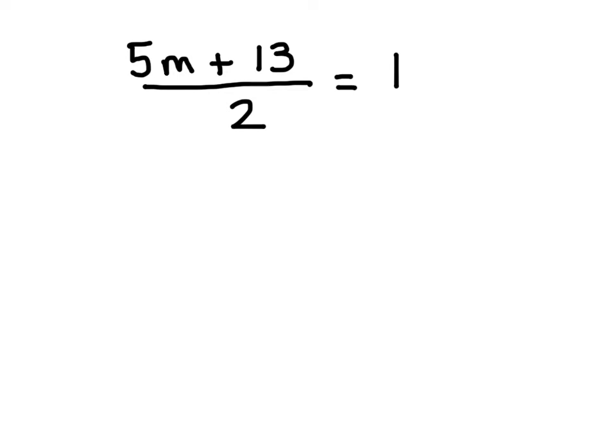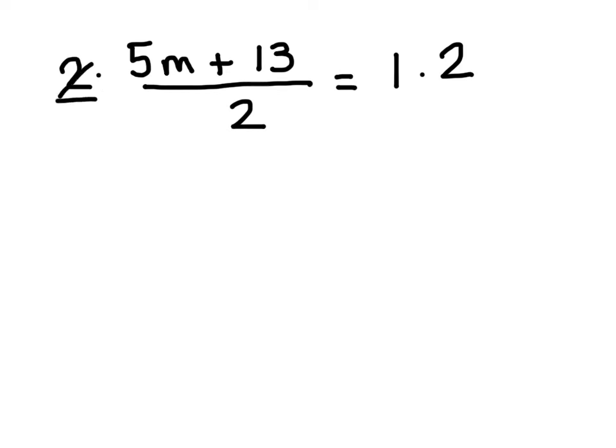All right, pause your video, go ahead and solve for m, and check your answer. Welcome back from pausing the video. My variable m is being multiplied by 5. 13 is then added, and then it's divided by 2. So we're going to undo dividing by 2 by multiplying by 2 on both sides.